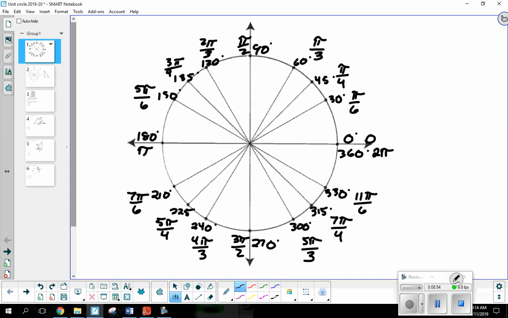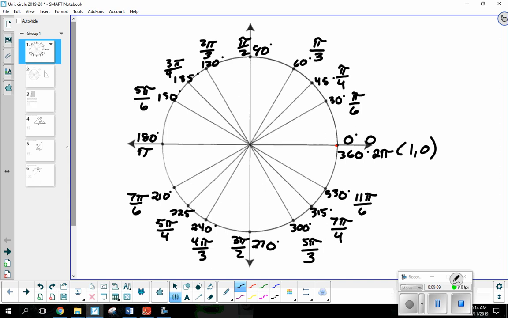But what would this point be right here? If the length of the radius is 1, and remember, this circle is on top of the XY coordinate grid. What's that point right there? Yeah, that would just be 1, 0. So 1, 0. So what would this point here at pi over 2 or 90 degrees be? That would be 0, 1. What about 180 degrees, pi radians? -1, 0. And finish up, 270, 3 pi over 2. 0, -1.